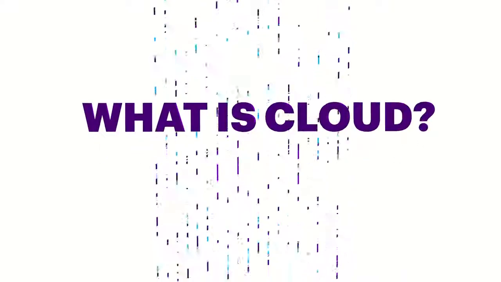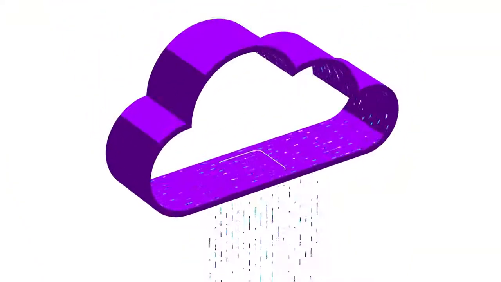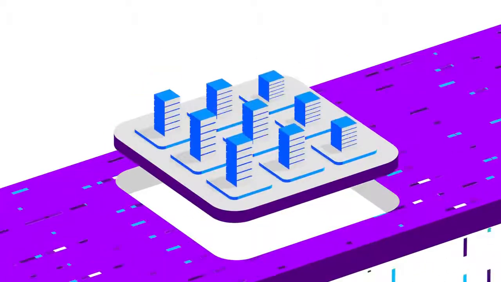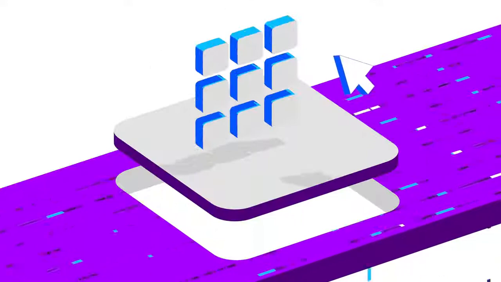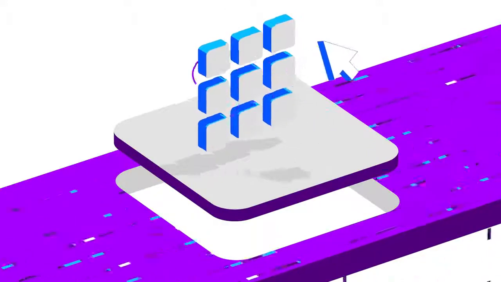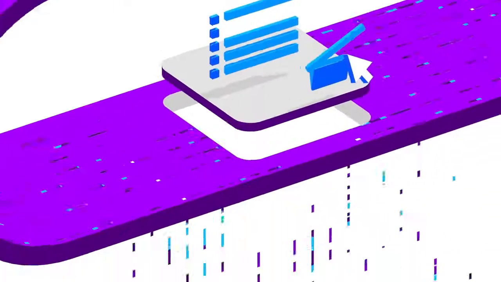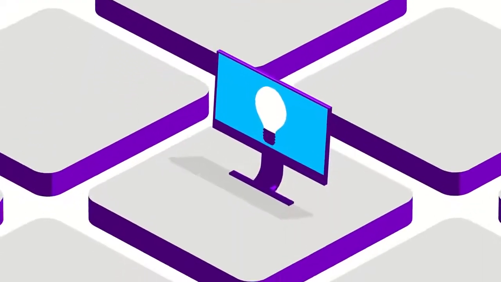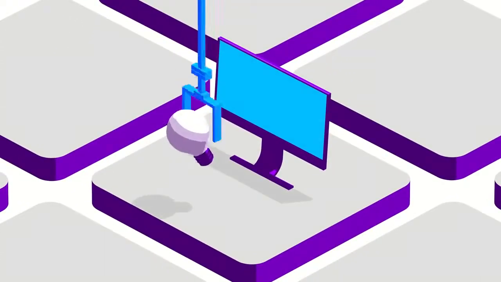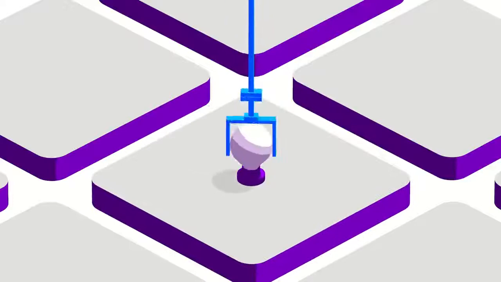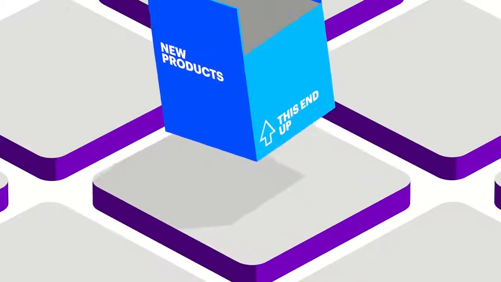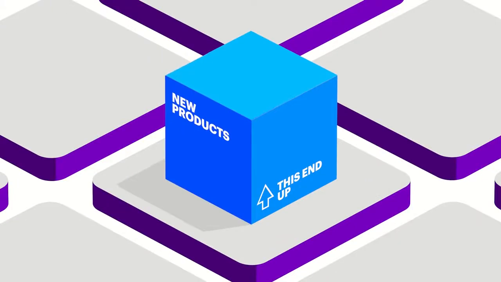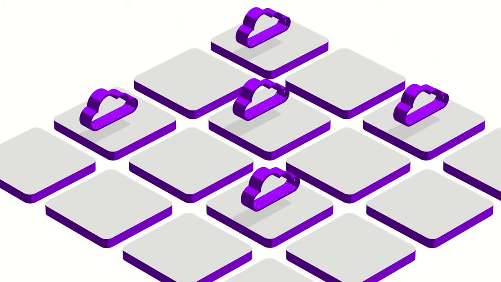What is cloud? Cloud allows businesses to share servers, share networks, share apps and development tools, as well as data storage. Businesses use the cloud to quickly get new ideas up and running, protect their data, and boost the creation of new products and services. There's not one cloud, and it isn't located in just one place.